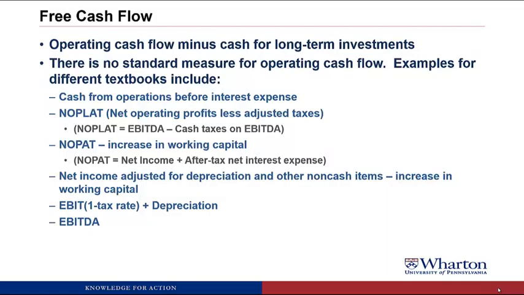NOPAT is net income adding back interest expense and then adjusting for changes in working capital to get closer to cash flow. Another book called it net income adjusted for depreciation and other non-cash items minus an increase in working capital, which I guess would be okay as long as the depreciation was after tax because net income is after tax. Another said gross up earnings before interest and taxes and add depreciation. And a lot of them just say EBITDA without defining what it is.